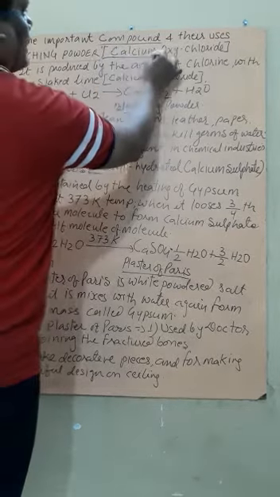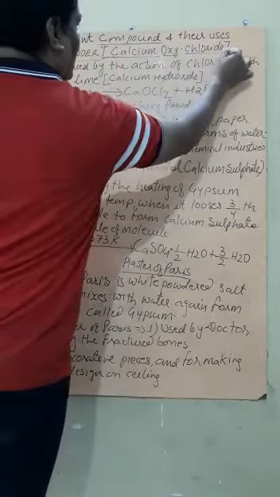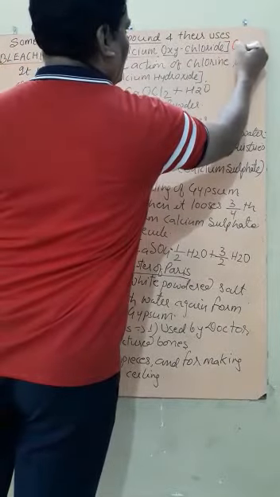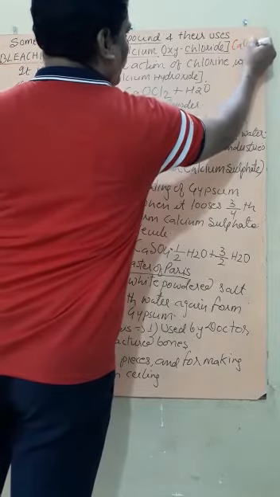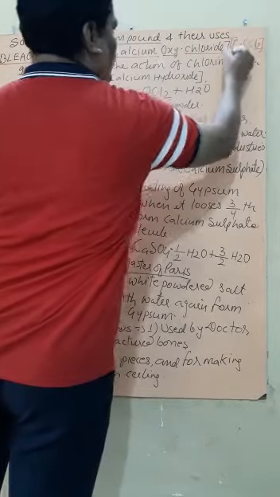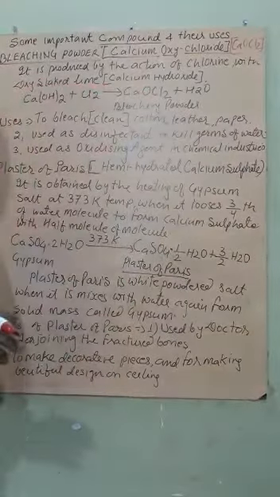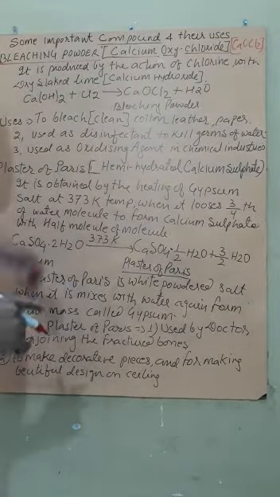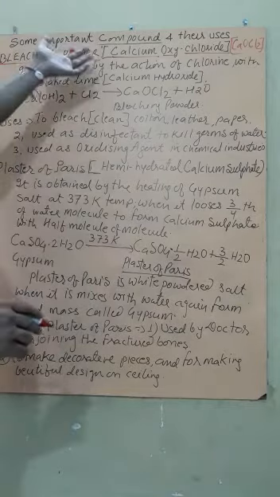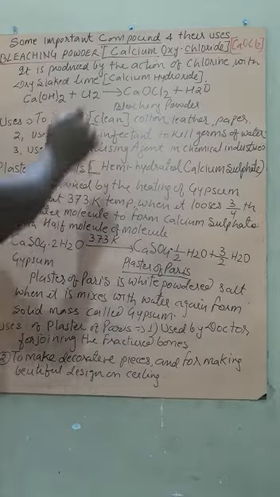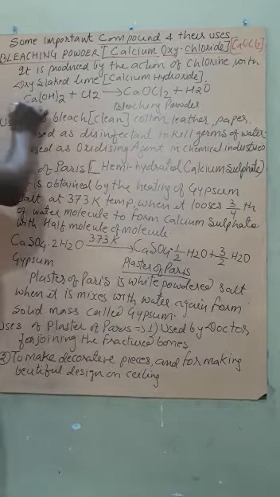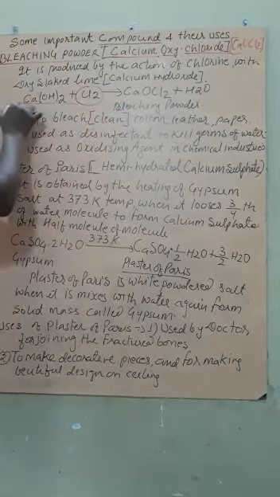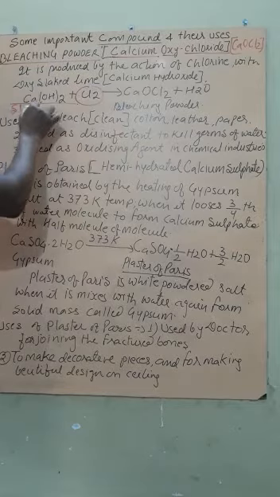Its chemical name is calcium oxychloride, and its simple chemical formula is CaOCl2. But this is not the actual formula; its actual formula is quite complicated. Therefore, its simple formula is in use. How is it prepared? It is prepared by passing chlorine gas through slaked lime.